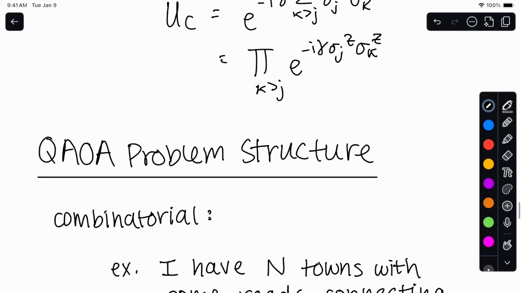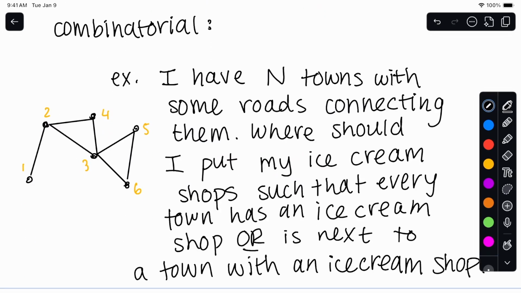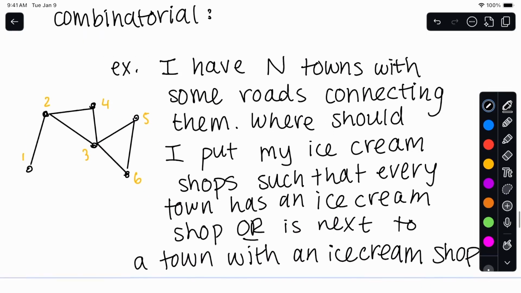Okay, so now let's talk about the general problem structure for QAOA. It's going to be something combinatorial, where the answer is going to be a string of zeros and ones. So usually, well, you could spin it in different ways, but the most basic one is, which of n objects should I select? So for instance, let's say you have some ice cream shops and there's n towns around you with some roads connecting them. And the question is, where should I put my ice cream shops such that every town either has an ice cream shop or is next to a town with an ice cream shop?